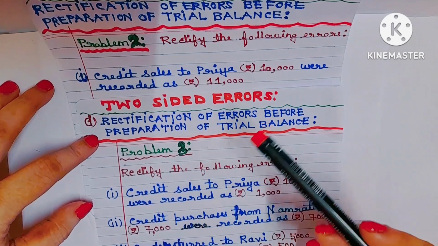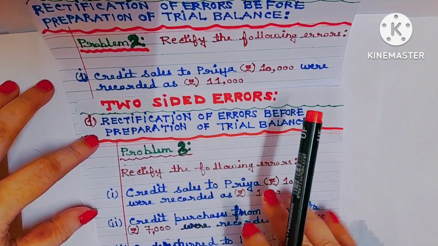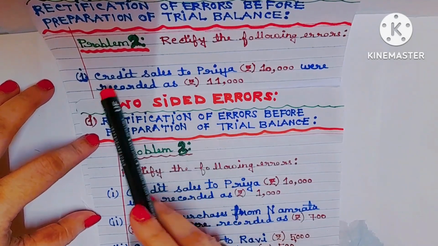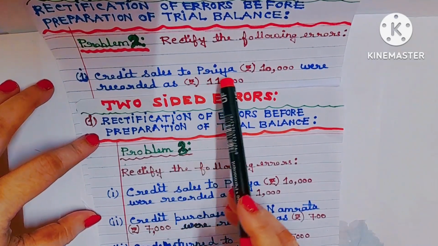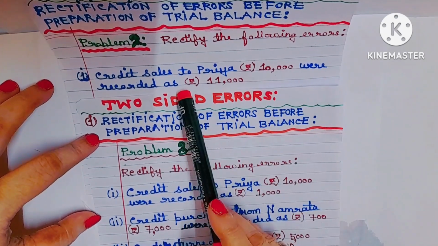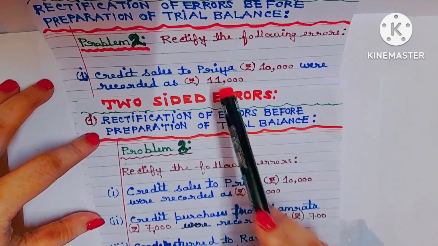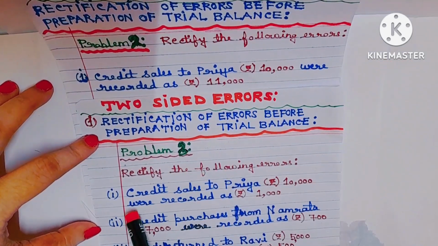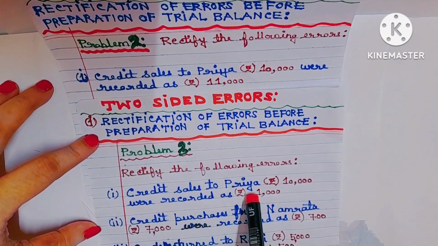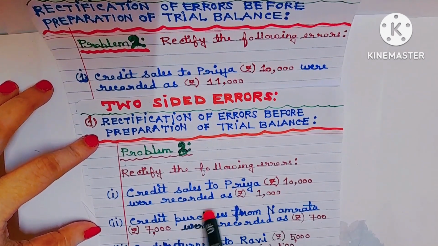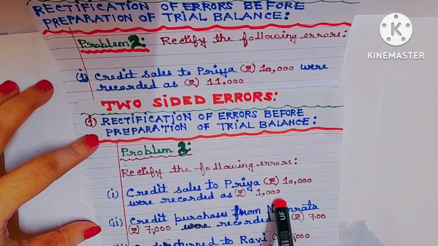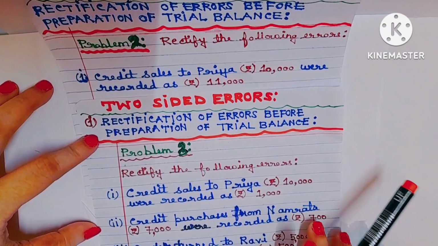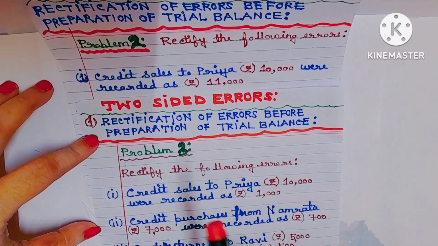I have already done problem number 1 in my last video. In problem number 2, the first transaction was credit sales to Priya, rupees 10,000 were recorded as rupees 11,000. That means 1,000 was recorded more. But in problem number 3, the first transaction is credit sales to Priya, rupees 10,000 were recorded as rupees 1,000. So here the amount has been recorded less. In the last problem, the amount was recorded more, but here the amount has been recorded less.